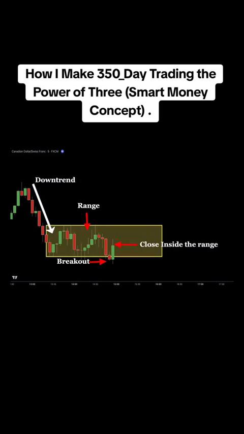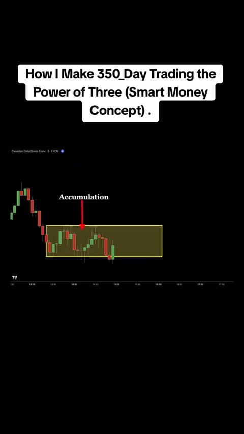As a smart money trader, you recognize this as a classic bullish power of 3 pattern. You can now see the 3 phases: accumulation, manipulation, and the potential for a markup, which is the acceleration phase. Here's how to trade it.